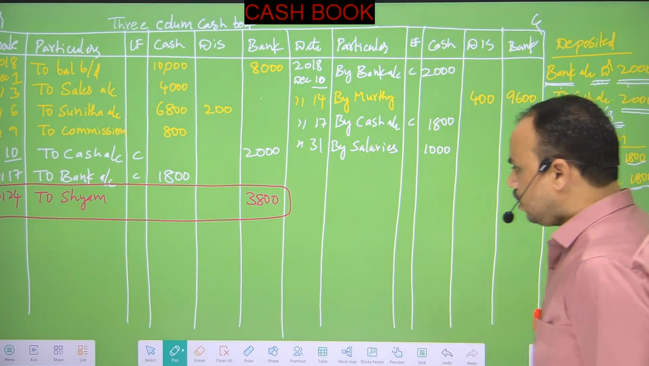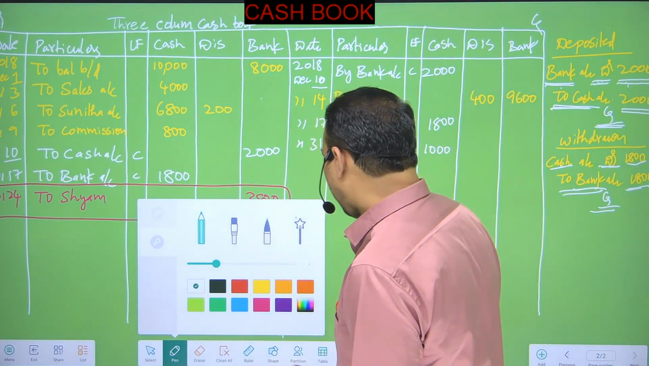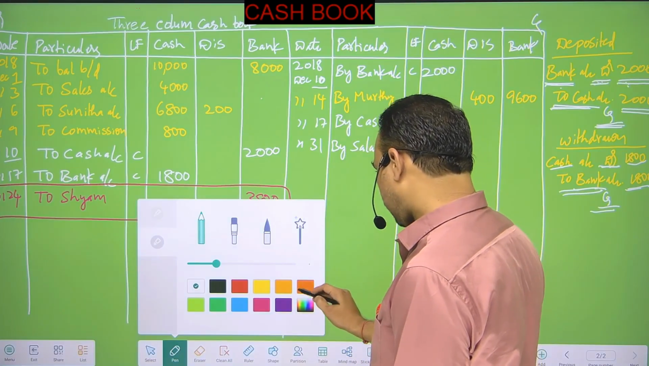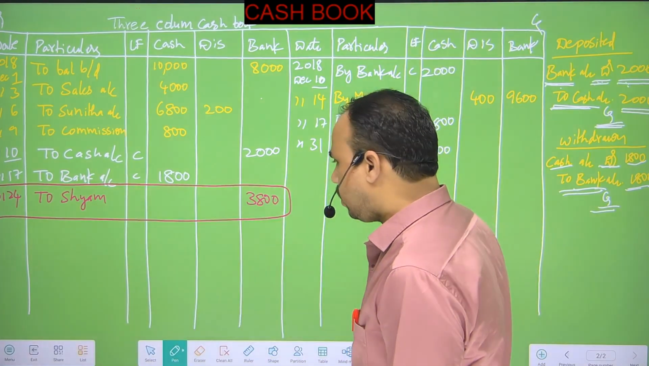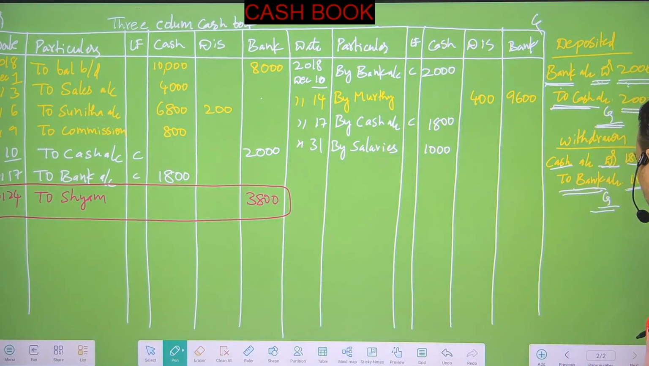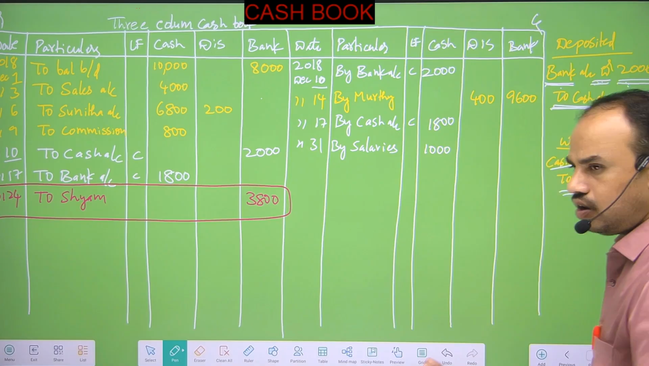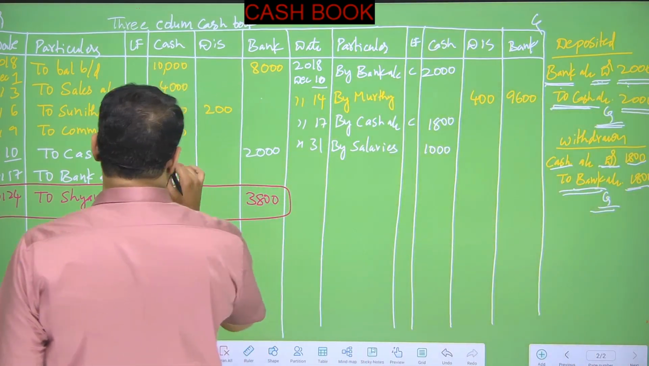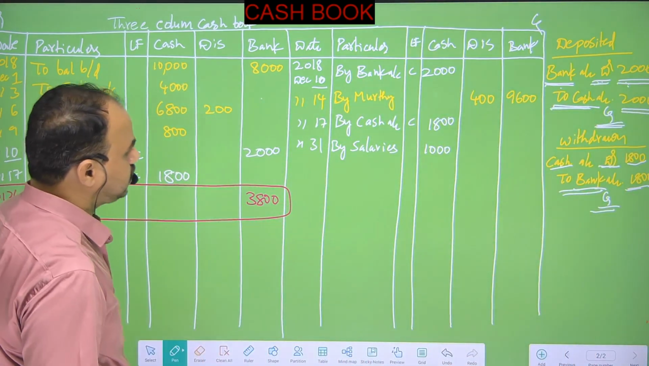With this, the total problem is completed. Now we have to do the total. How to do the total? Let's look at the board. First of all we have to do the cash account total.